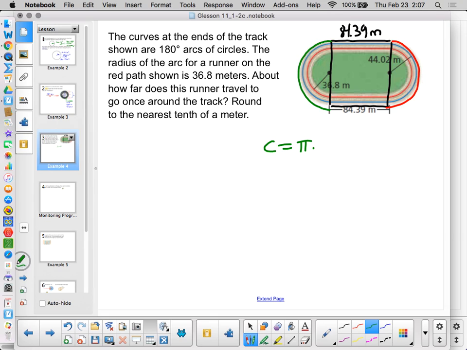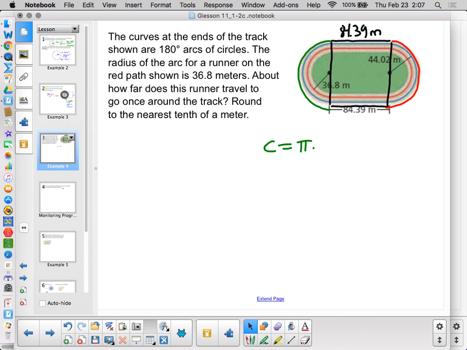I'm sorry. It's the same circle on each side. Now I'm reading the problem a little more carefully. Isn't that what I always tell you to do? Read the circle. The radii is different here because the runner on the blue is actually running farther, because they're running around that larger outer radius.